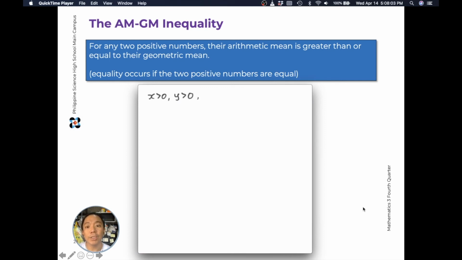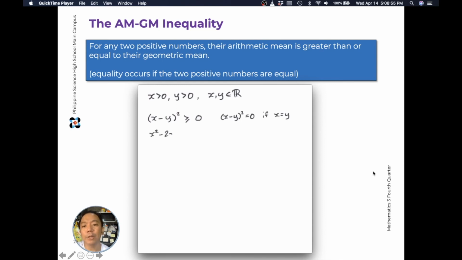So our conditions: x is positive, y is positive, and they're all real numbers. Now, by the fact that (x minus y) squared is already greater than or equal to 0, because there is squaring happening. Let's note that it will be equal only when x is equal to y.